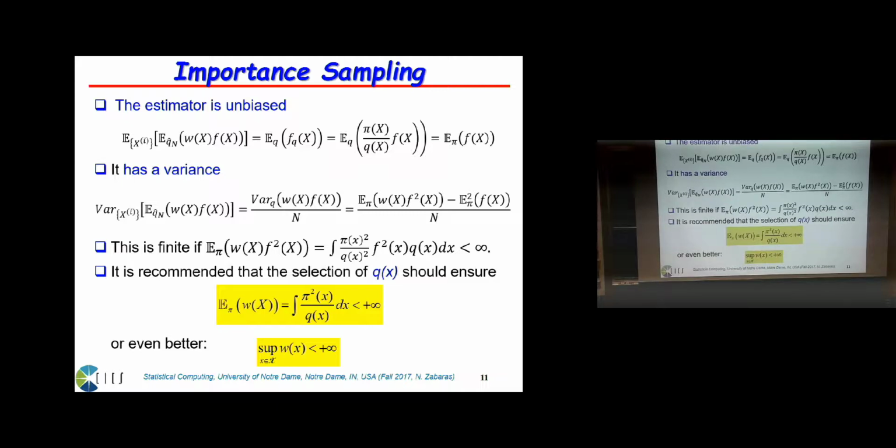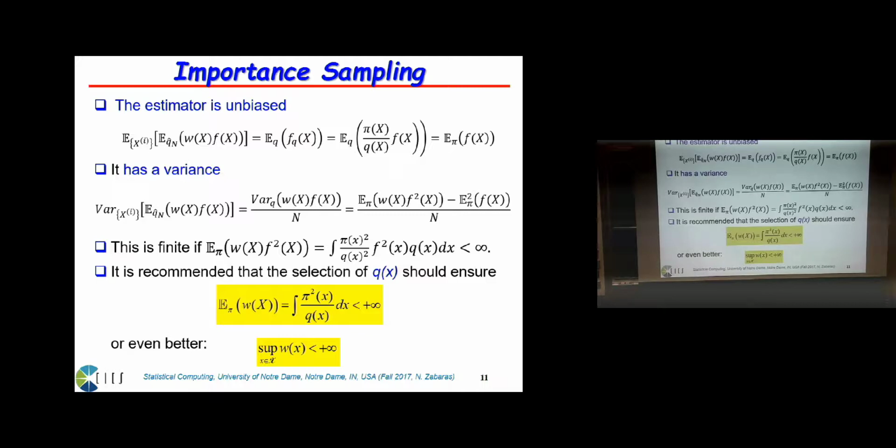Of course, everything depends on where the function f is, and I'm going to show you some examples with discontinuous functions where you can get in trouble. But if the function f is smooth, you need to be sure that the variance of the weights is finite. And pay attention to how this is written: W is pi over Q. You have an expectation, so you get pi squared divided by Q. This has to be finite.